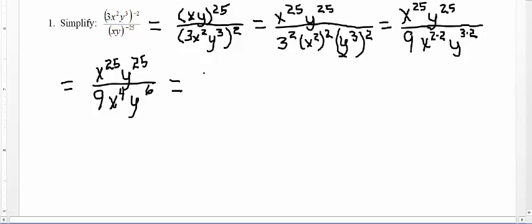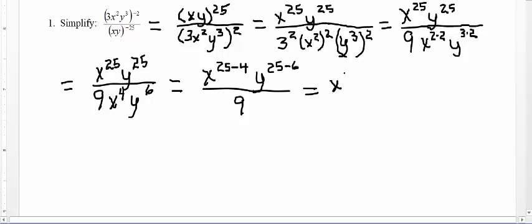And now let's use our quotient rule. X to the 25th divided by x to the 4th is x to the 25 minus 4. Y to the 25th divided by y to the 6th is y to the 25th minus 6. So I now have x to the 21 times y to the 19th over 9.